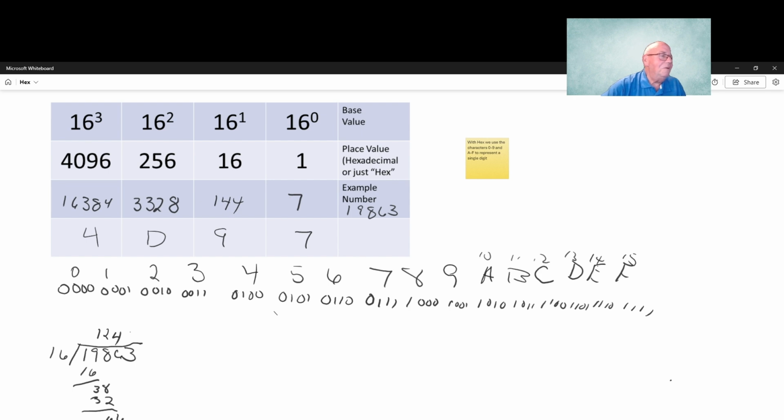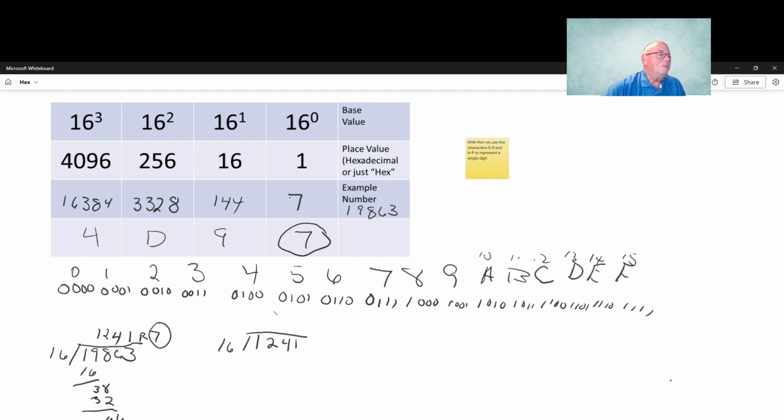16 goes into 23 one time, with a remainder of 7. Right? So our first digit needs to be 7, and we see it is. So now what do we do? Well, divide 2041 by 16.